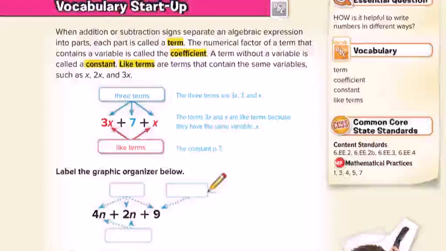Welcome to Chapter 6, Lesson 7, Equivalent Expressions. This skill is brand new, so we're going to start off with some important vocabulary terms to know. It says when addition or subtraction signs separate an algebraic expression into parts, each part is called a term.